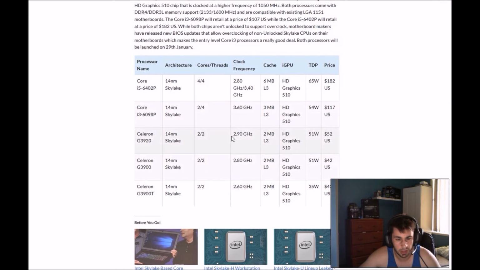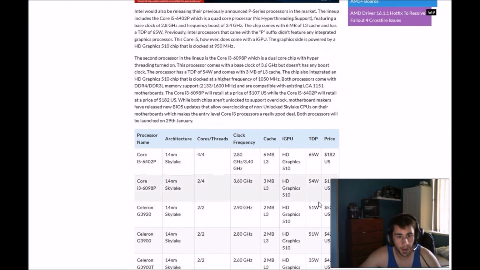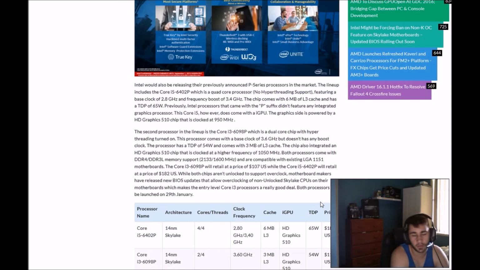So you can see the sort of a table comparing all these guys here. Not too bad actually. Nice to see budget-friendly chips that are coming out on the market.